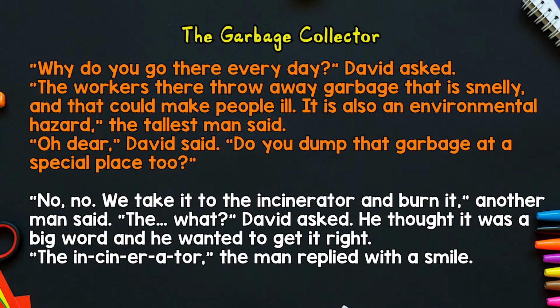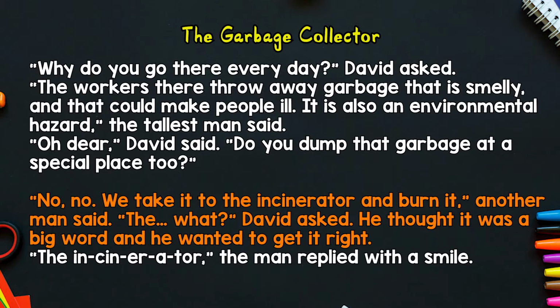David asked. "The workers there throw away garbage that is smelly and that could make people ill. It is also an environmental hazard," the tallest man said. "Oh dear," David said. "Do you dump the garbage at a special place too?" "No. We take it to the incinerator and burn it," another man said.